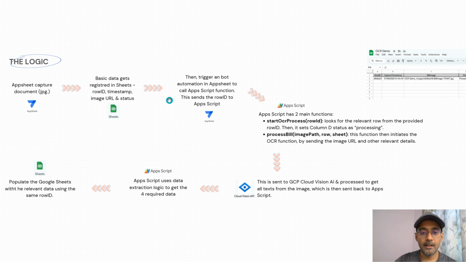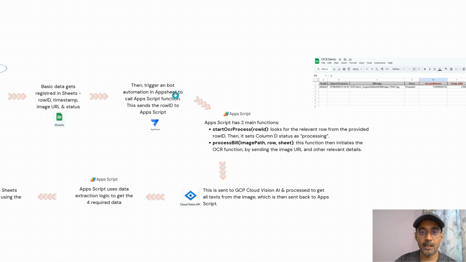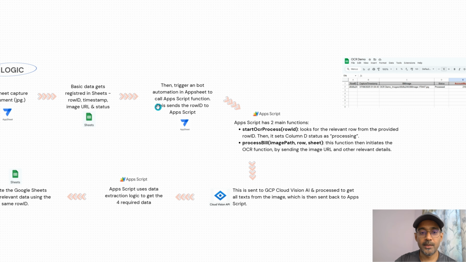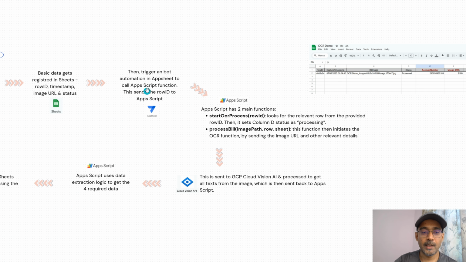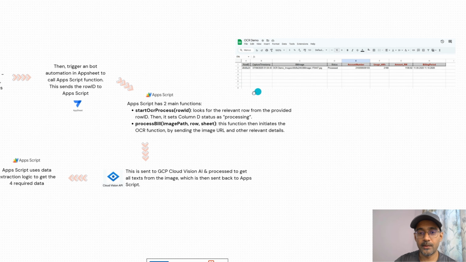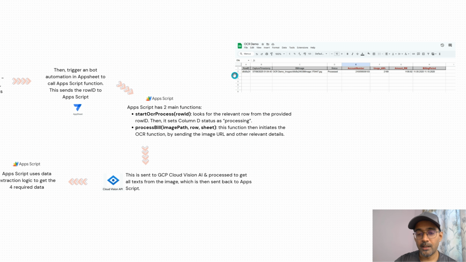Okay, and then once this gets done, it triggers an automation in AppSheet, sorry, I was wrong, which then calls the AppScript function. What this AppScript receives is the row ID. This row ID was created by AppSheet, and AppScript receives it so that it knows whatever data it is supposed to be using at this point is for this particular row.